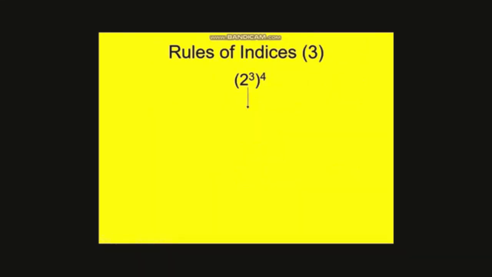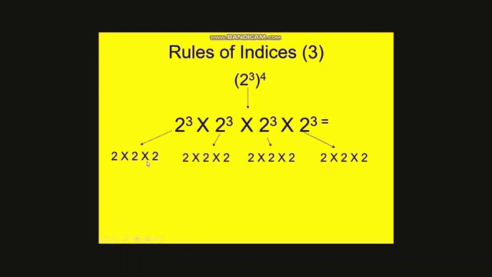So, third rule here. I've got 2 cubed to the power of 4. When I've got power 4, that means I'm multiplying this thing by itself 4 times. So it's 2 cubed times 2 cubed times 2 cubed times 2 cubed. But then we also know that 2 cubed means 2 times 2 times 2. So I've got 2 times 2 times 2, 4 times. So what have I got in total? I've got 4 lots of 3 2's, which is 12 2's in total. So that's 2 to the power of 12.